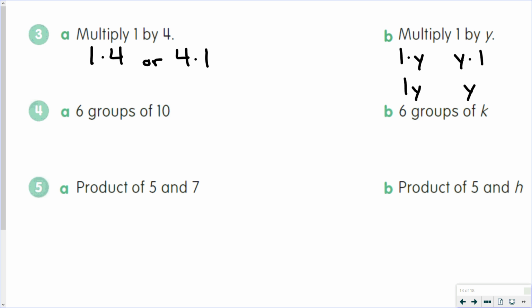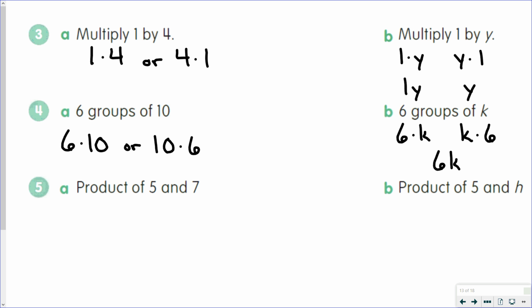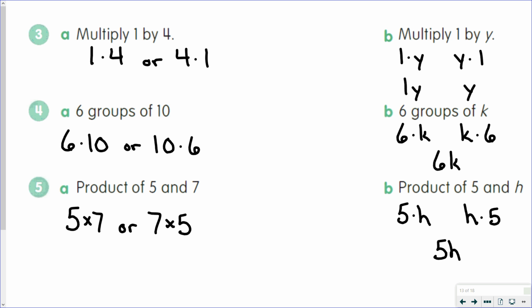For 6 groups of 10, it's either 6 times 10 or 10 times 6. For 6 groups of k, 6 times k, k times 6, or 6k. Any of those would be acceptable. The product of 5 and 7: so 5 times 7, or 7 times 5. And again, you could use the multiplication x instead of the dot when it's numeric. The product of 5 and h is going to be the same idea: 5 times h, h times 5, or 5h.